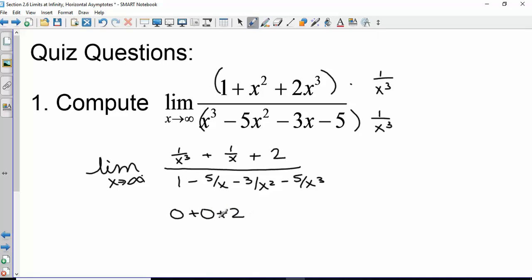Okay, anything with an x on the bottom is going to turn into 0. And numbers just stay, just constants, don't change. So what do we get? 2.